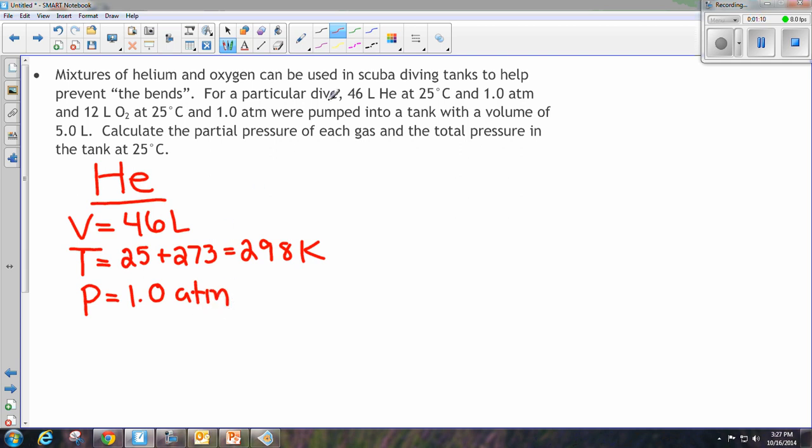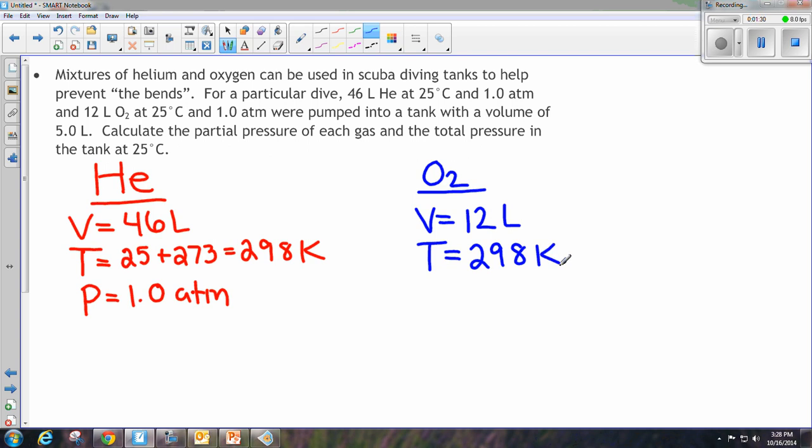So now we're on to the oxygen. We'll do that in blue. So the oxygen tank is 12 liters. The temperature is the same, 25 degrees Celsius, so 298 Kelvin. And the pressure is 1 atmosphere.